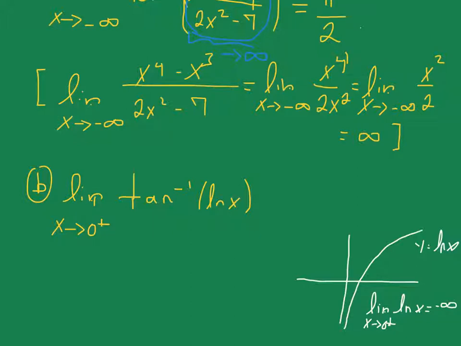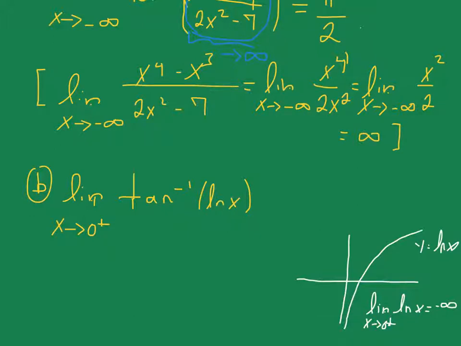Okay, coming up here, what do we know? The limit as x tends to 0 from the right of tan inverse log x, well, what's happening to this log x? As x gets close to 0 and x is bigger than 0, this log x is becoming arbitrarily large and negative.